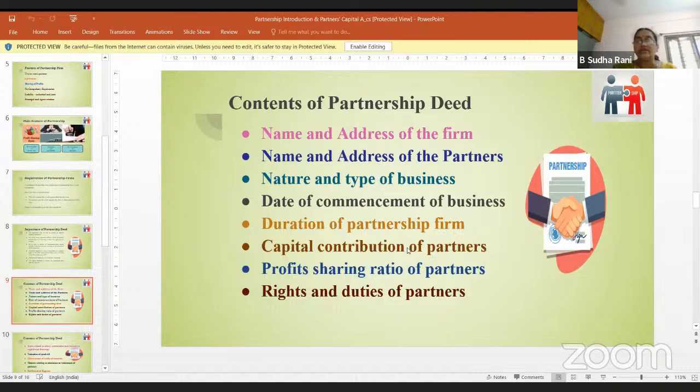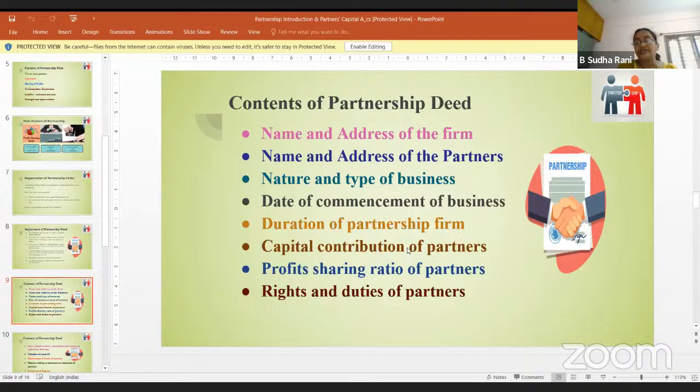And the partners' names and addresses. Okay, the deed. So, which firm do you form? Where it is located, and who are the partners in that firm, their names and addresses. After that, what type of business they are going to start, or they started, and when they are starting the business, what is the duration of the firm?